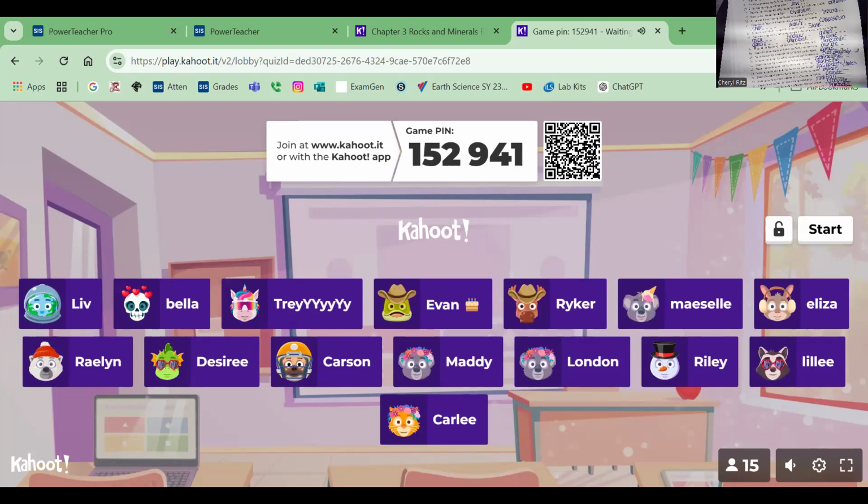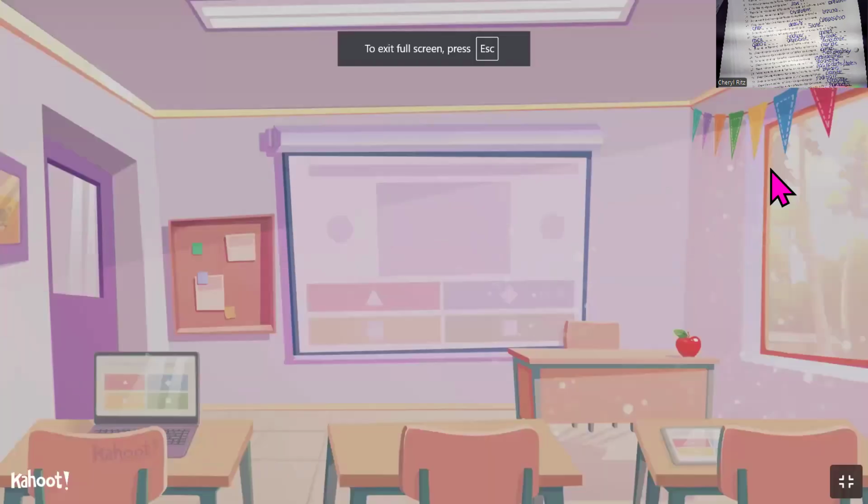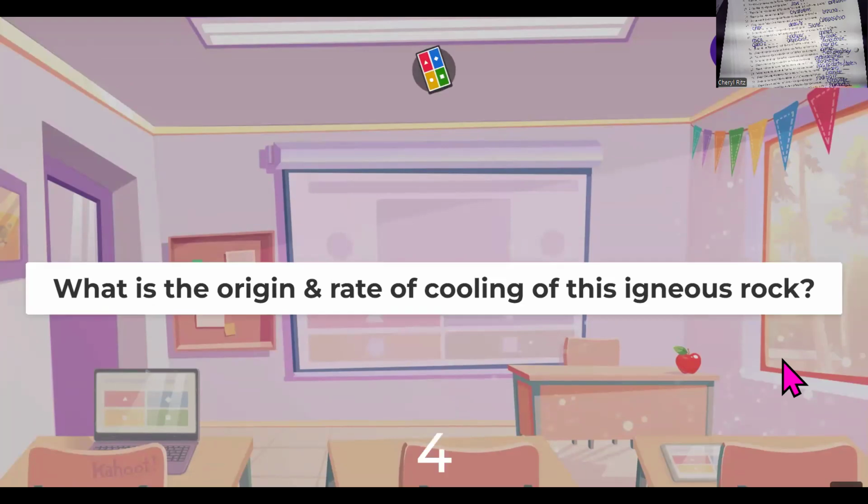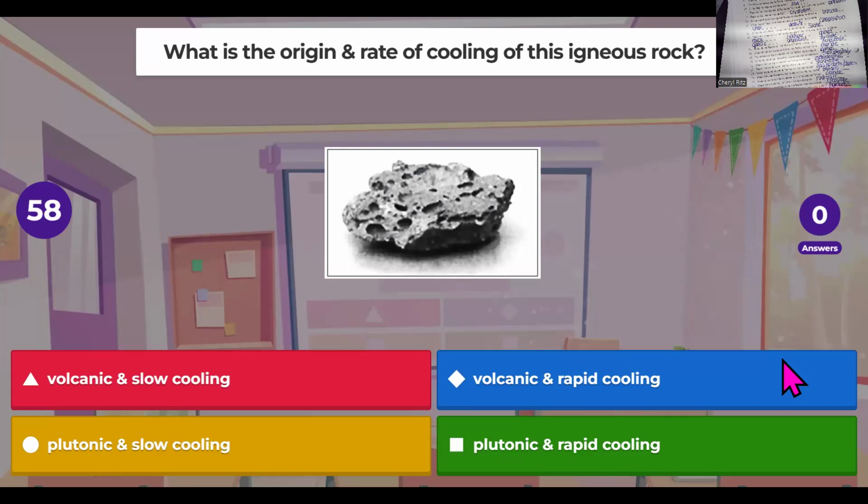Play Kahoot already? Everybody in who wants to be in? Are we waiting for anybody? Okay, 3, 2, hitting start. These are not that difficult here. This is probably a too easy Kahoot, but I bet it's still good. What is the origin and rate of cooling of this igneous rock? There's something very, very particular about it. Just because there are 47 seconds doesn't mean you guys should use all 47 seconds. Just saying.